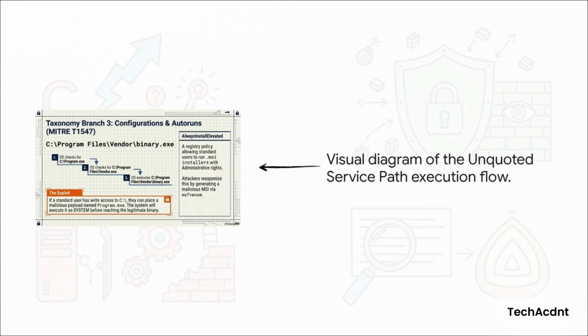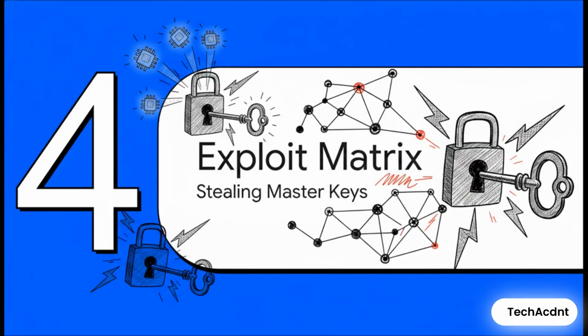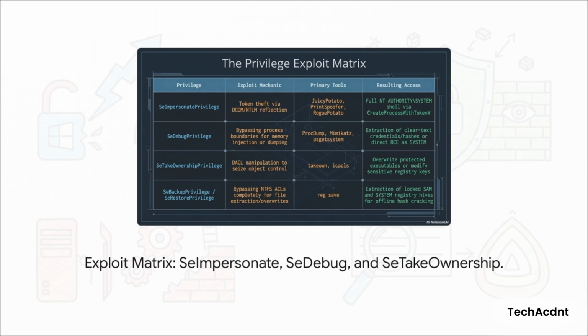No way, right? But it happens all the time. Which brings us to Stage 4, the Privilege Exploit Matrix, stealing the master keys. If the structural flaws aren't there, attackers go straight for the tokens. Specific token privileges are directly linked to specific exploit mechanics.